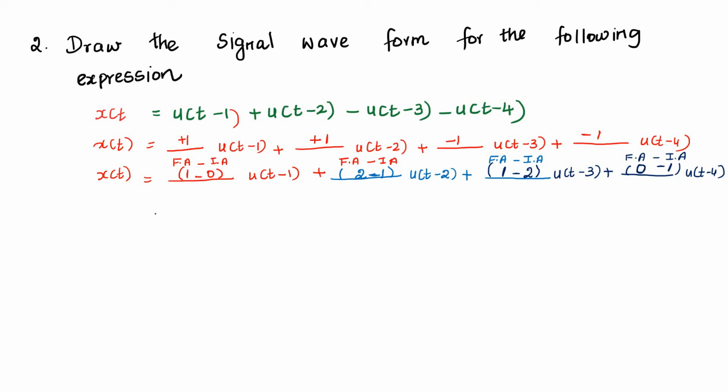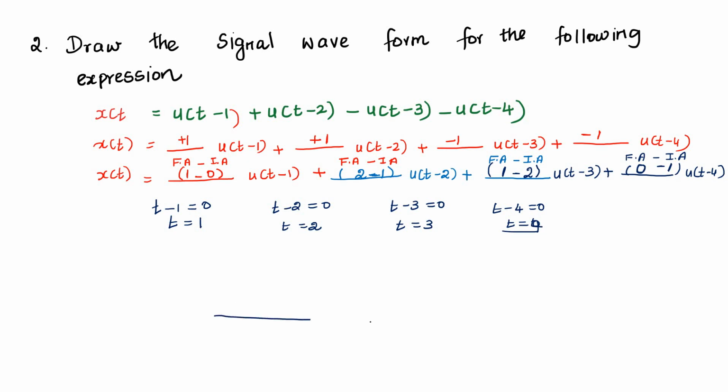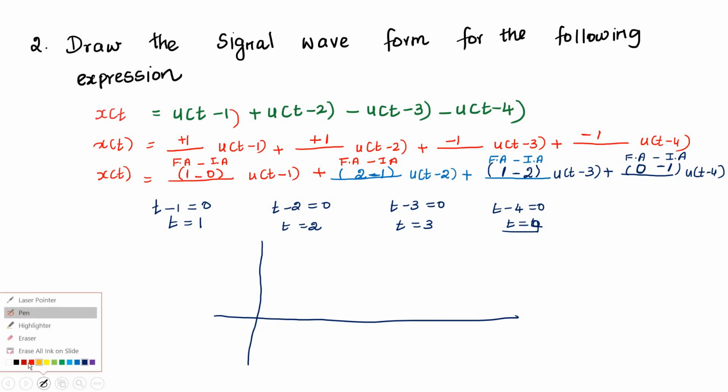So before drawing the signal waveform, first of all, we should know the points. t minus 1 equal to 0, t is equal to 1. t minus 2 is equal to 0, t is equal to 2. t minus 3 is equal to 0, so t is equal to 3. t minus 4 equal to 0, t is equal to 4. Next, I am going to draw the waveform. To draw the waveform, first of all, I am going to mark all the points. So 1, then 2, 3, and last one is 4.